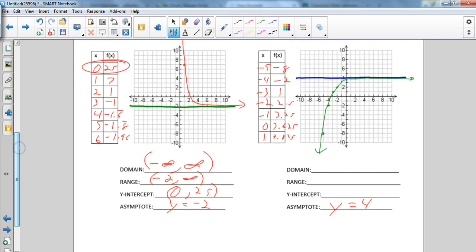So once again, what's the domain? Same thing, -infinity to +infinity. The range, now, this time we're doing infinity first because we always start with how low does it go? Well, it's going towards -infinity forever. How high does it go? 4, non-inclusive. And my y-intercept? Right there, 0, 3.625. That's it. Nice and easy.